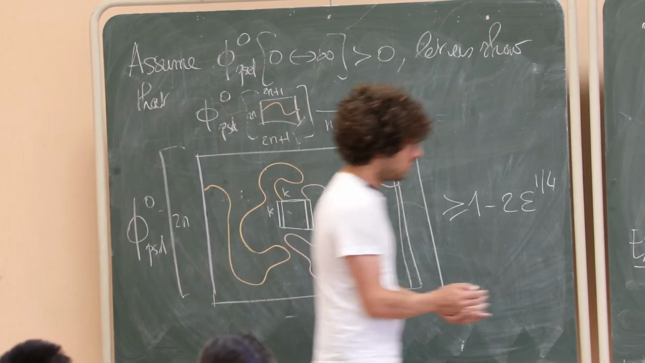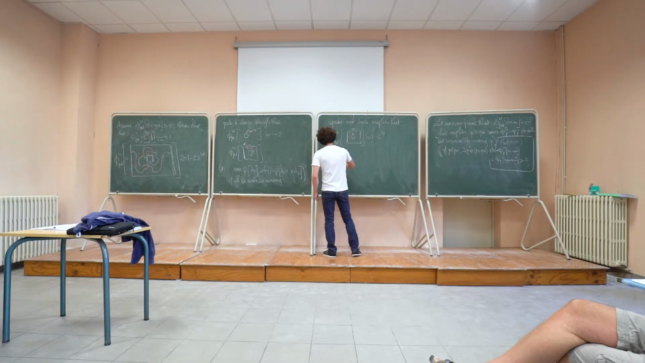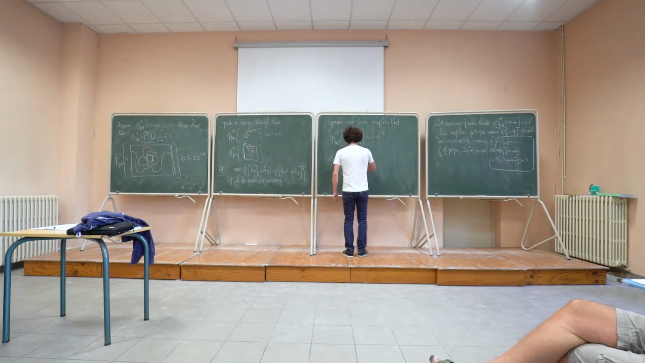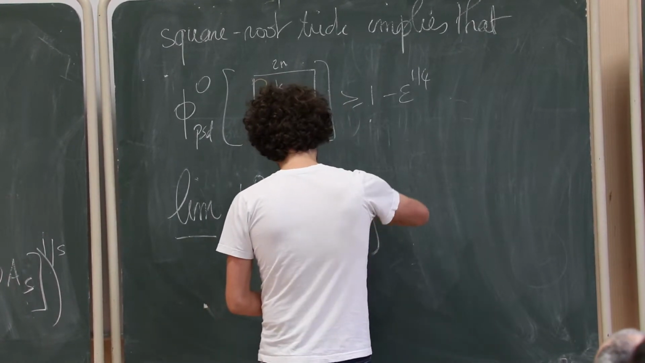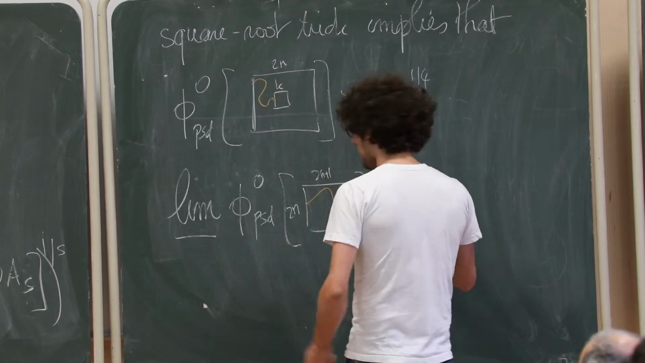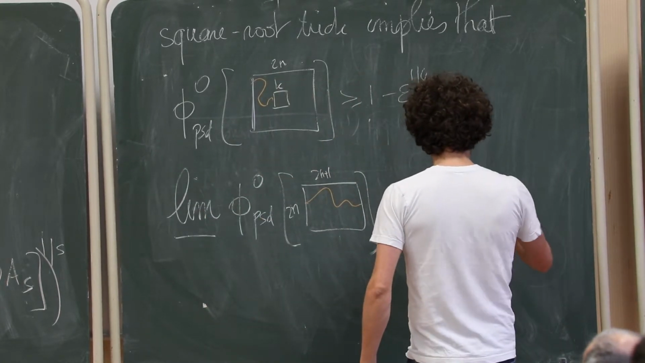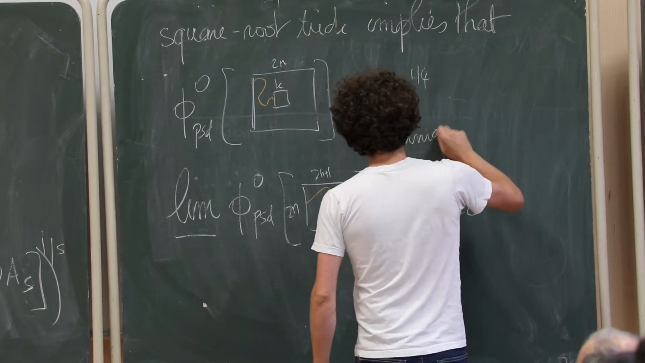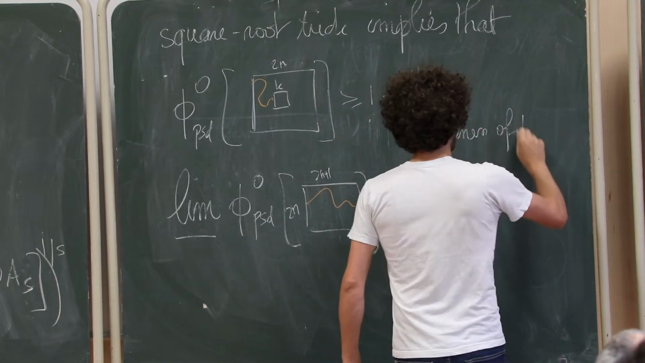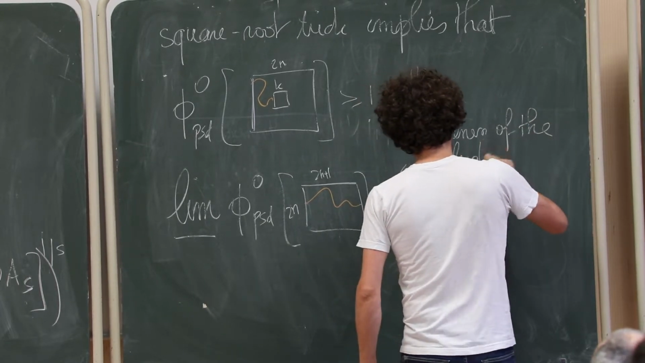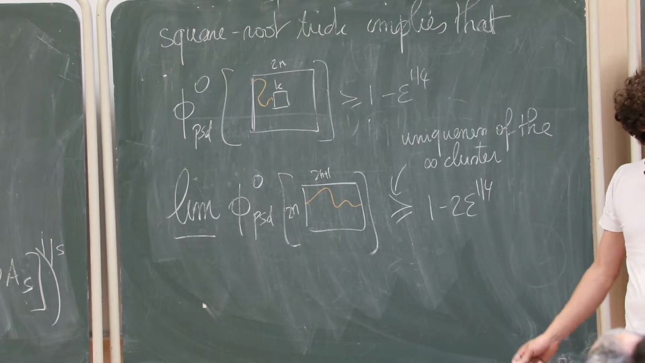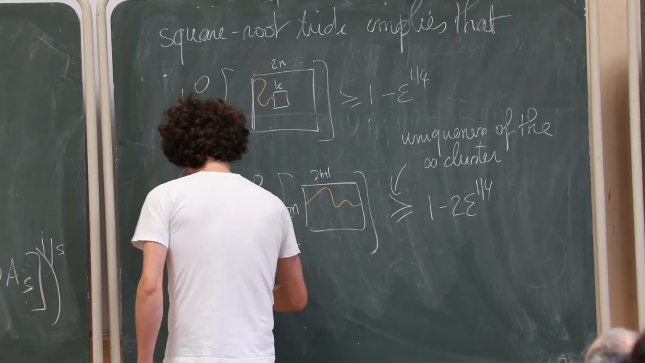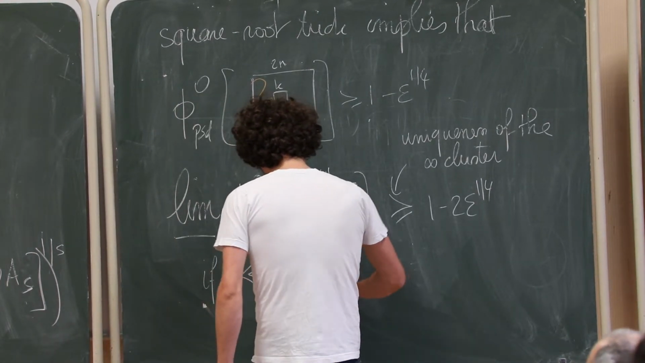So that means that the limit, or let's say the lim-inf, of the probability phi_{0,p self-dual} of a crossing of the box n by 2n plus 1 needs to be larger than 1 minus 2 epsilon to the 1/4, and this is by uniqueness of the infinite cluster. And that contradicts the fact, if you take epsilon small enough, then this contradicts.